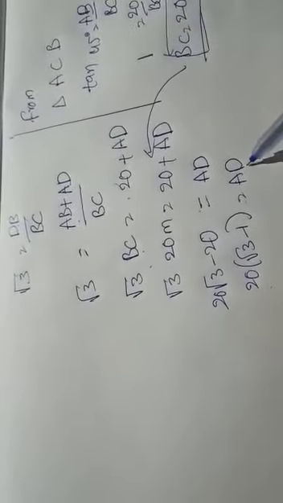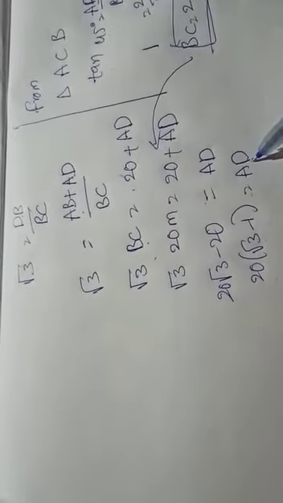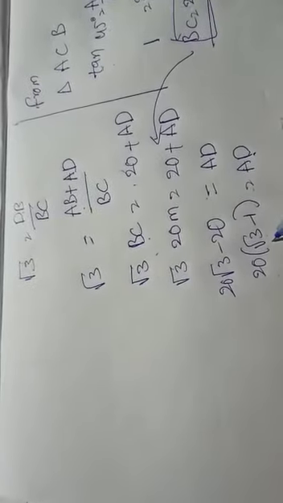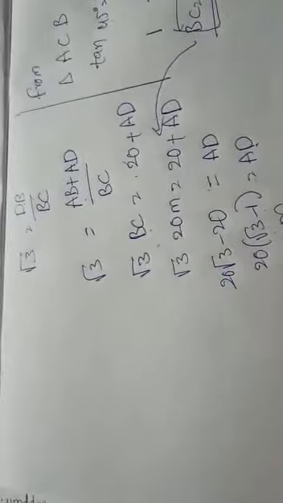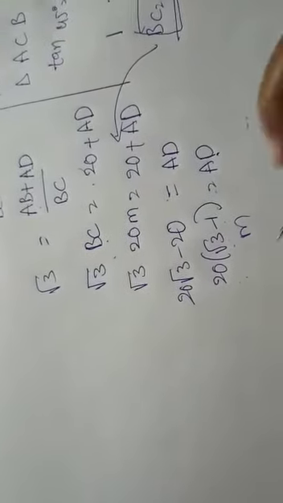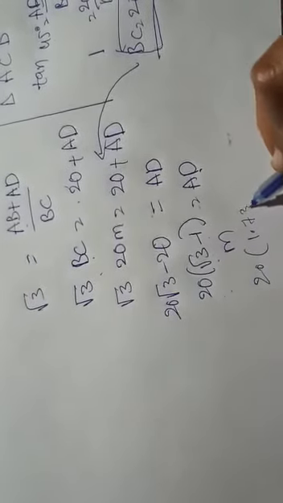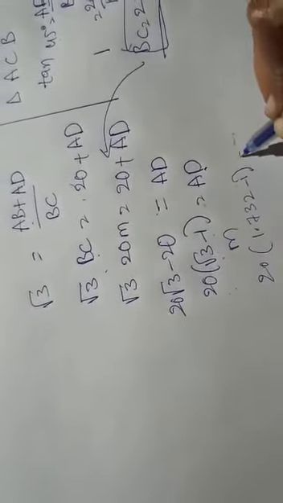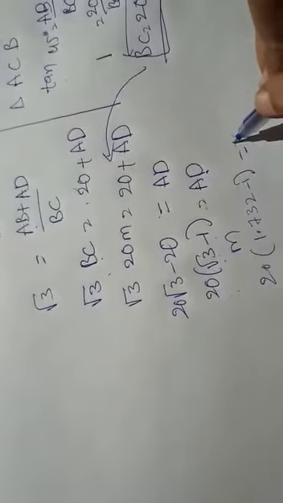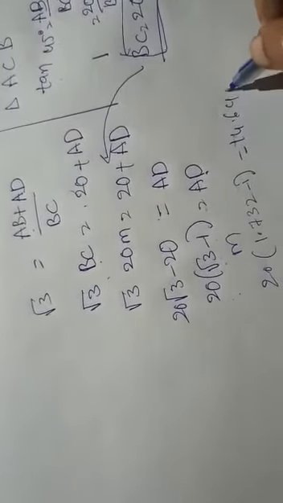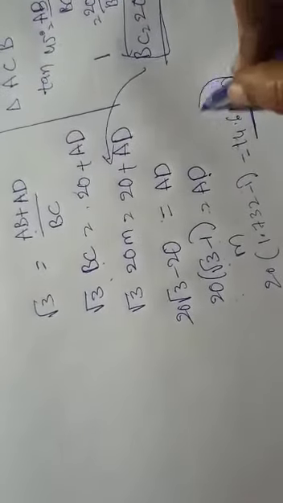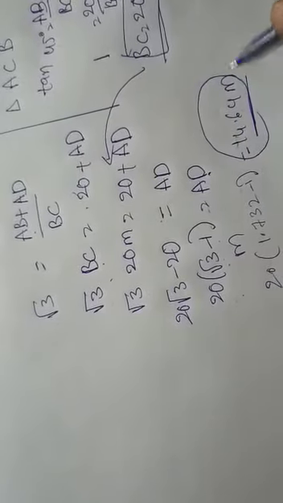Here we had to find AD, the height of the tower. Hence, the height of the tower AD equals 20 into root 3 minus 1 meters. Taking root 3 value as 1.732, minus 1, which is equal to 14.64 meters. The height of the tower is 14.64 meters.